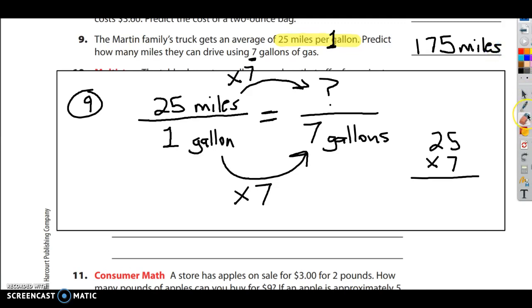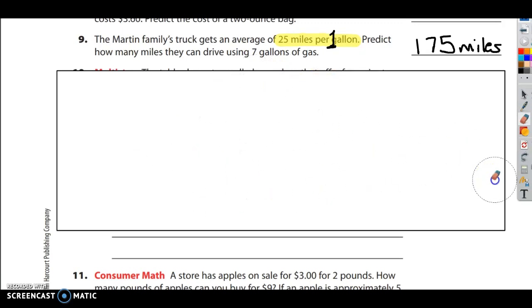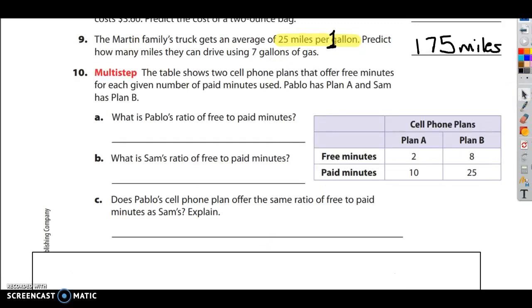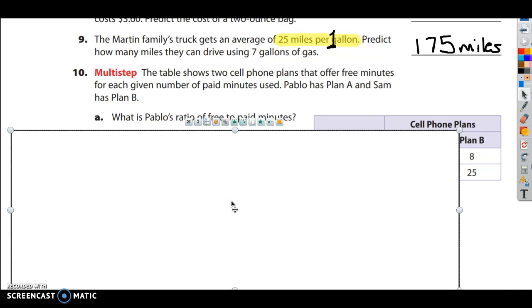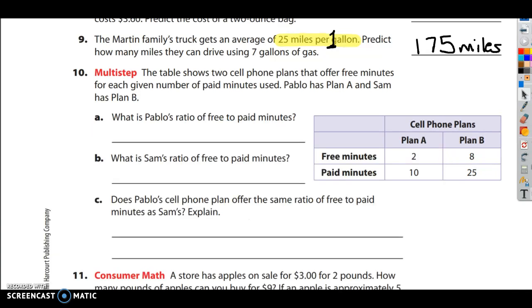Cool. Moving on, let's check out number 10. Number 10 is a little bit tricky, but I'll do my best to help you. I think we're going to have to ditch the whiteboard here. I think we'll be okay though. Number 10, multi-step. The table shows 2 cell phone plans that offer free minutes for each given number of paid minutes used. That makes sense. You pay for some minutes and then you get some free minutes. Pablo has plan A and Sam has plan B.